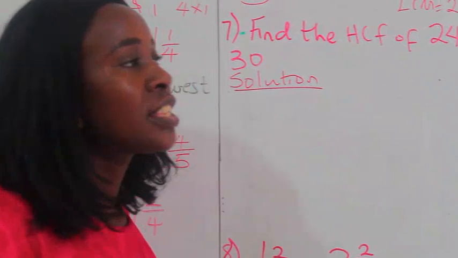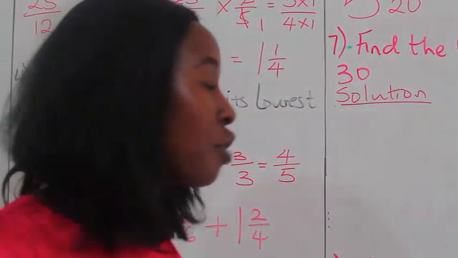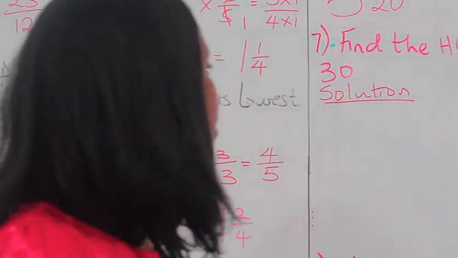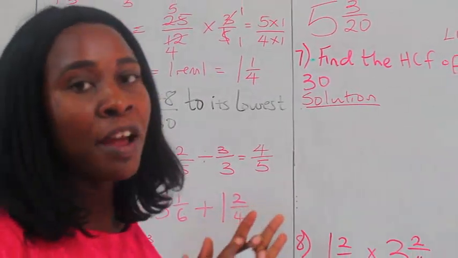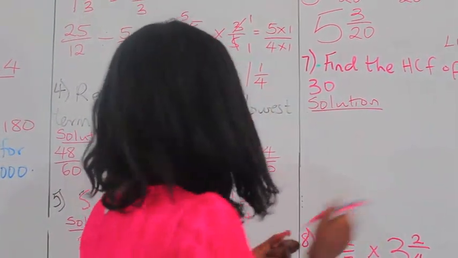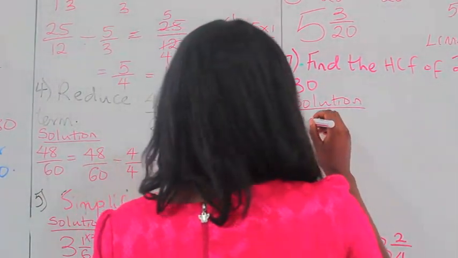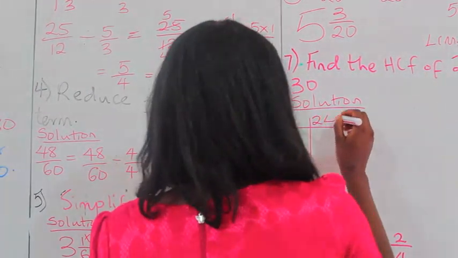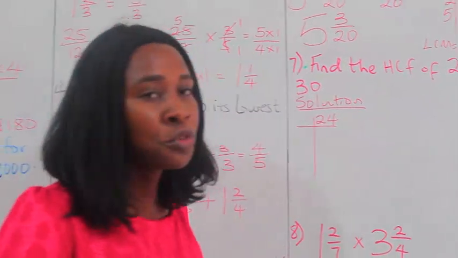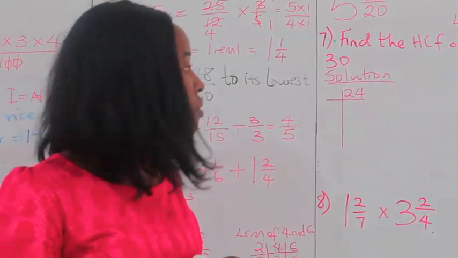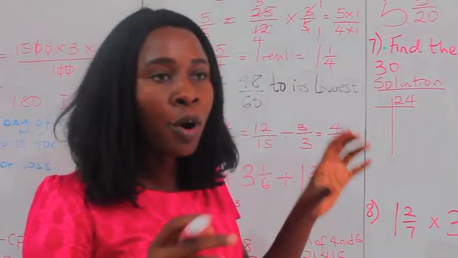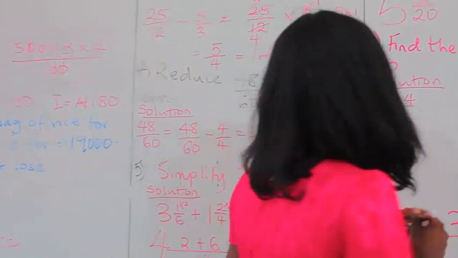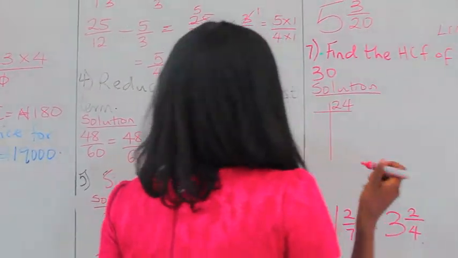There are different methods of finding HCF of given numbers, but we'll be using the prime factor method. We'll be expressing the numbers individually as a product of their prime factors, and then we look for the common factors, and that gives us our HCF.